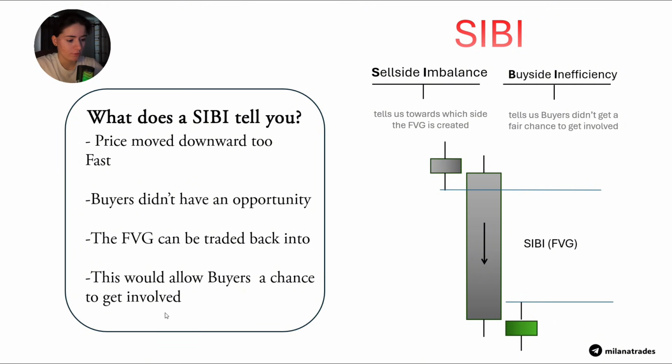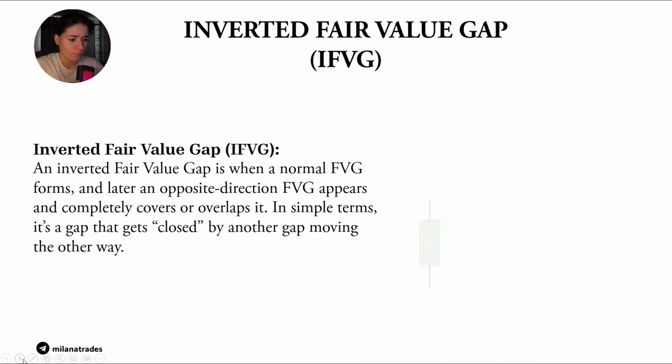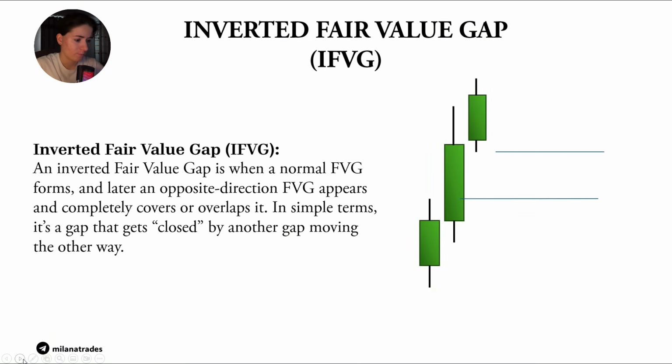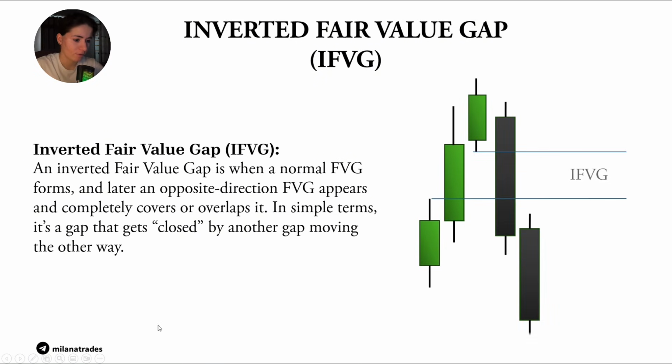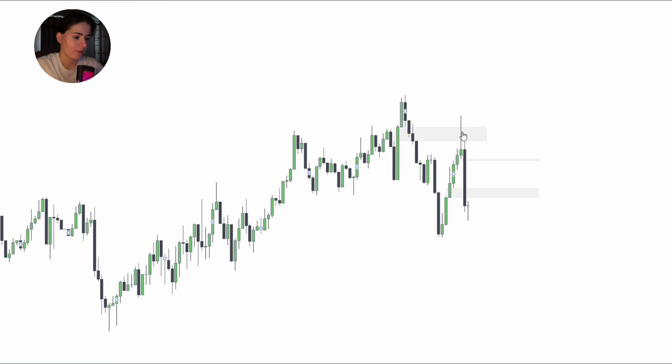The next type of fair value gap is the inverted fair value gap. An inverted fair value gap is when a normal fair value gap forms and later an opposite direction fair value gap appears and completely covers or overlaps it. In simple terms, it's a gap that gets closed by another gap moving the other way. Let's break down this example. We had an impulsive move to the downside that completely filled the previous bullish fair value gap, which resulted in the formation of an inverted fair value gap. From this zone, a reaction could reasonably be expected.